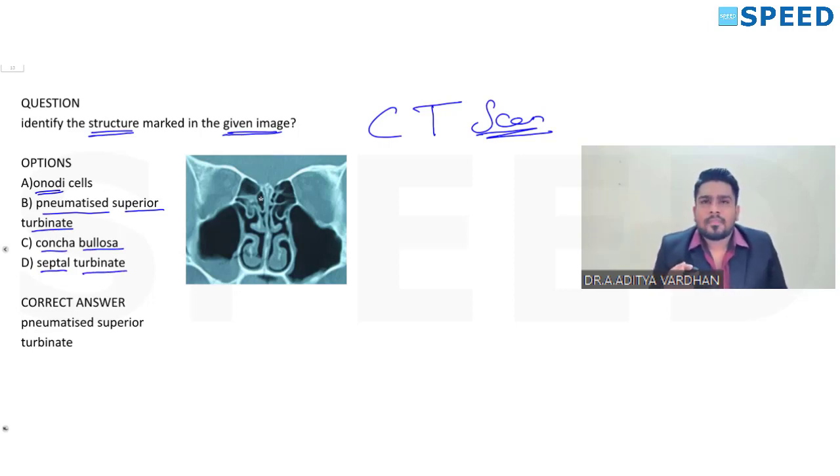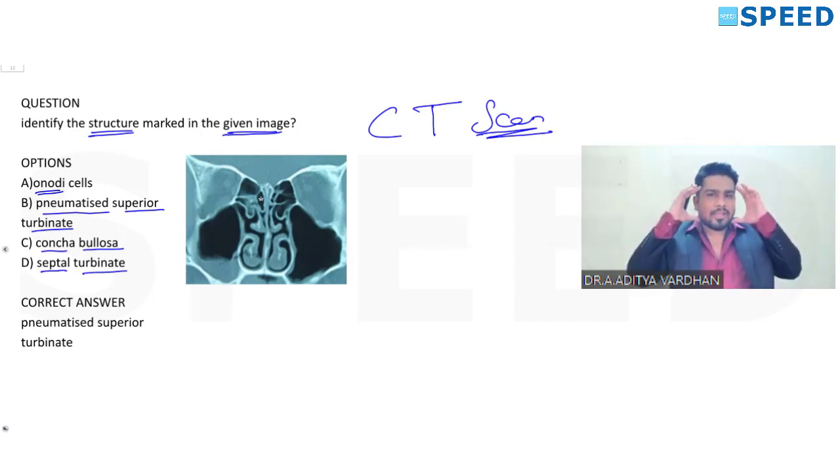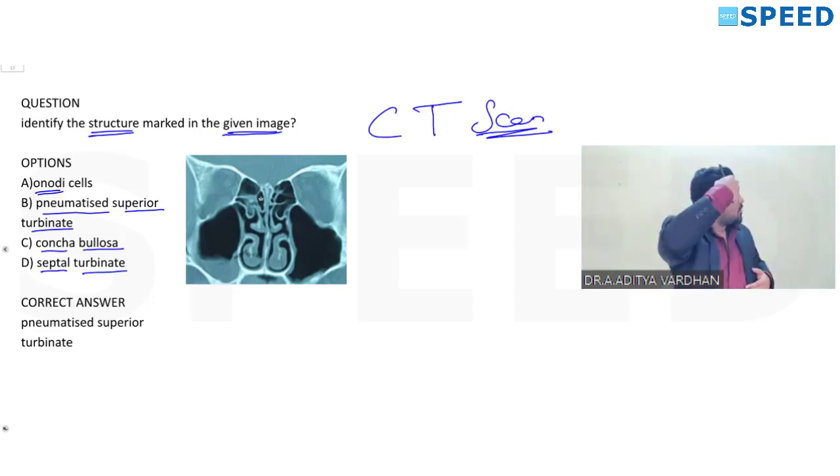Many people would not be very familiar with this image. It looks very difficult to interpret. I don't know what they have given us. I'll tell you. They have performed a CT scan on a patient's head, and they have cut like this. This is a coronal section. Coronally they have cut, and at this level they have given the image.